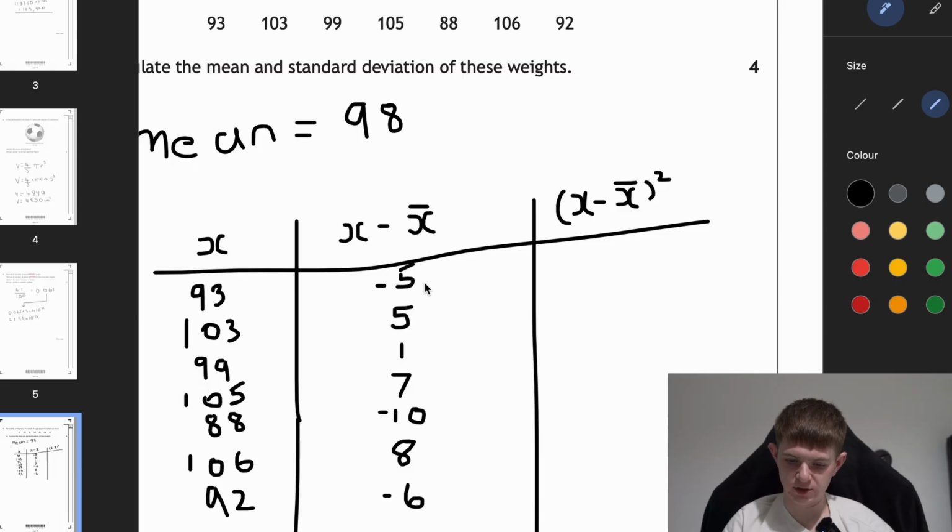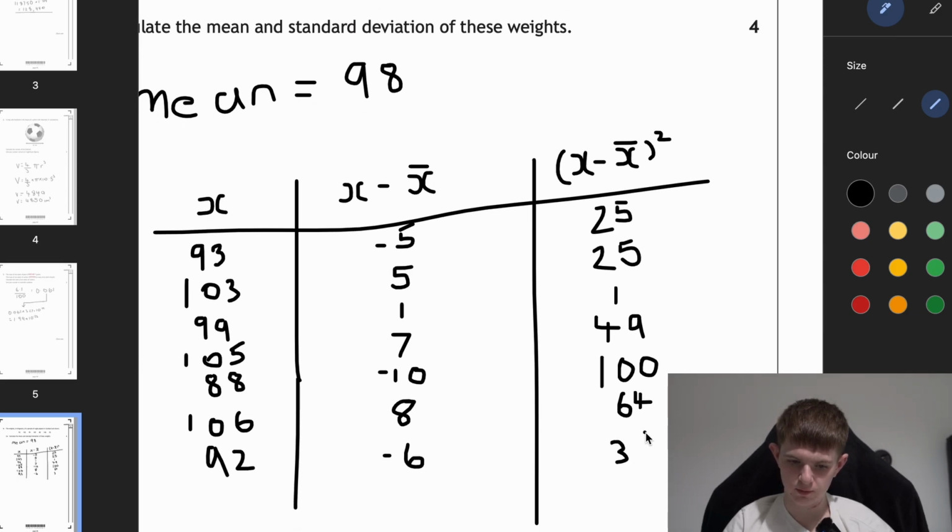Negative 5 squared gets you 25. 5 squared is 25 also. 1 squared is 1. 7 squared is 49. Negative 10 squared is 100. 8 squared is 64. 6 squared is 36. Now, we're not done yet.